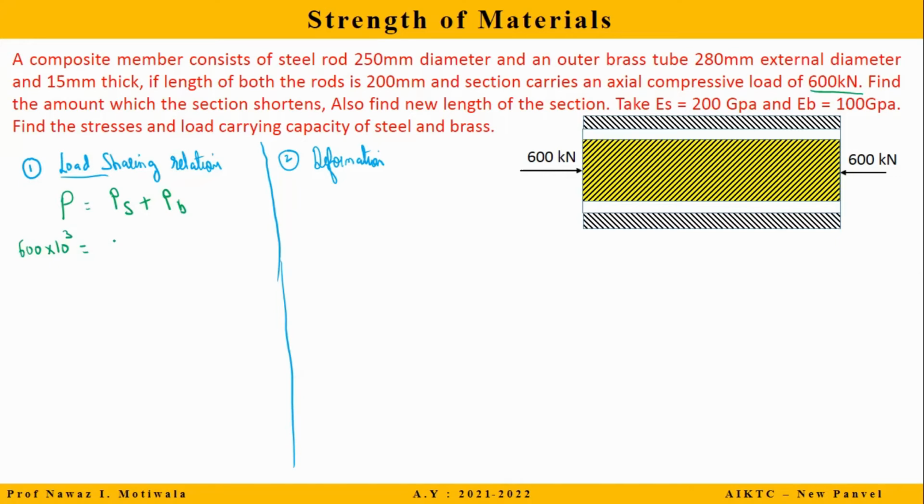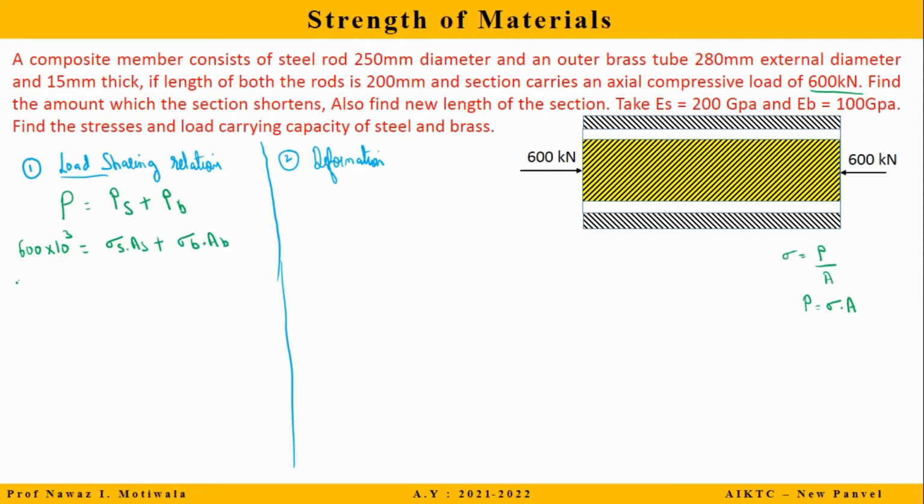Now regarding PS and PB, let us say from our basic relations, we have sigma is equal to force upon area. Don't forget this relation. This is a basic relation. Stress is equal to force upon area. So if I want force from this, I can write P is equal to sigma multiplied by A. Just cross multiply it and I will get P is equal to sigma A. So in place of PS, I can write sigma S into AS, plus in place of PB, I can write sigma B into AB.